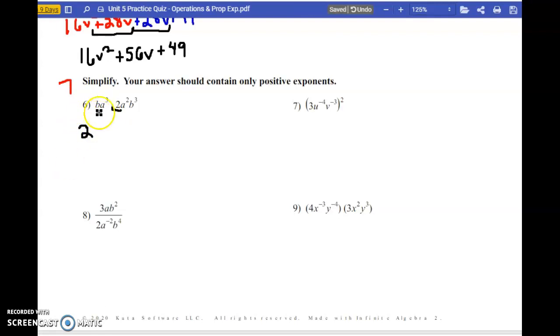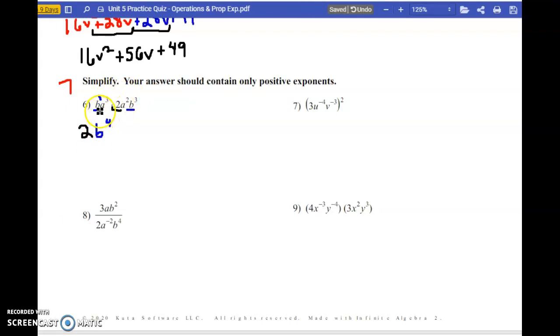And then you look for common bases. So here I see a base of b. And are there any more b's? Yes, there are. So there's a b cubed. So if you're multiplying b times b cubed, the rule was you add the exponents. So that's b to the first. So 1 plus 3 will give you b to the 4th.